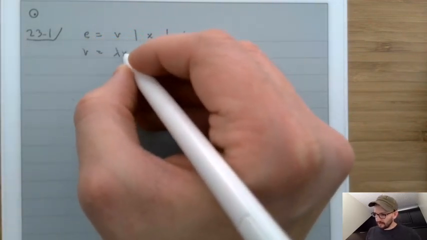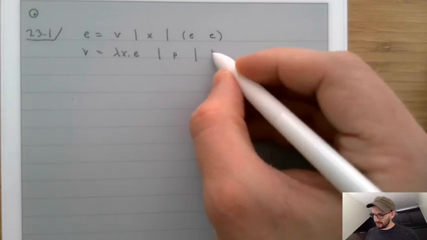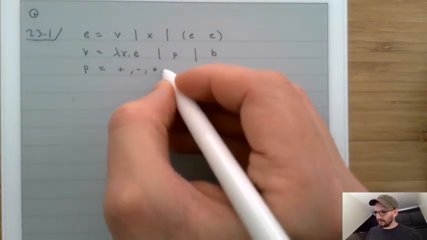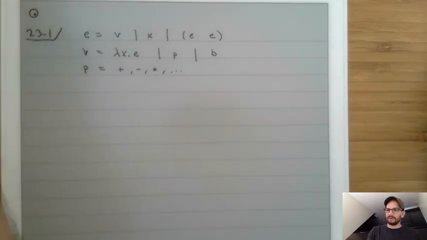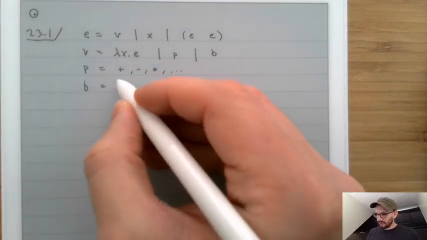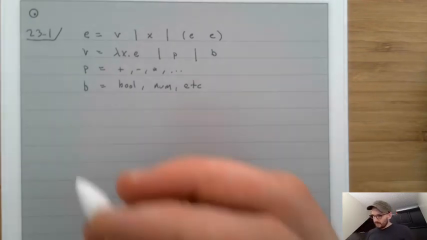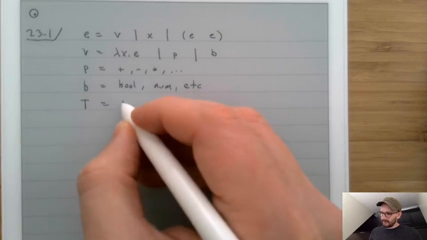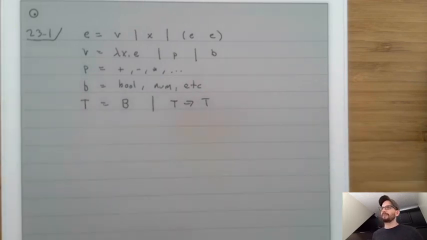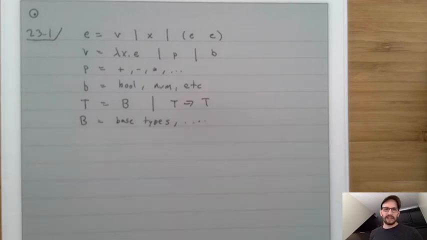Values will be either lambdas, or primitives, or constants. For primitives, we're just going to give a few examples, but they contain things like plus, minus, multiply, etc. We have constants, which would be like the bools, the numbers, etc. Then we're going to have types, which will be either what are called base types or functions that go from one type to another, where B are the base types. And we're not sure exactly what those are.